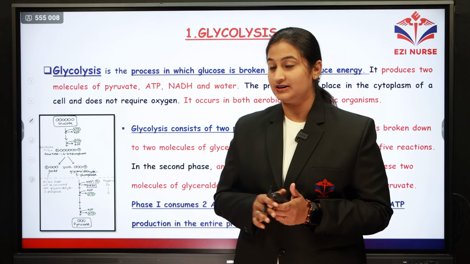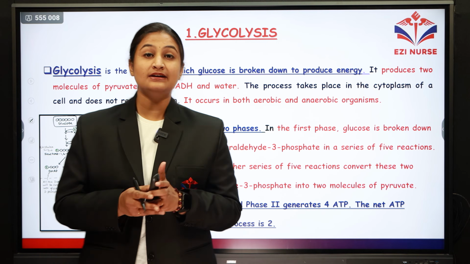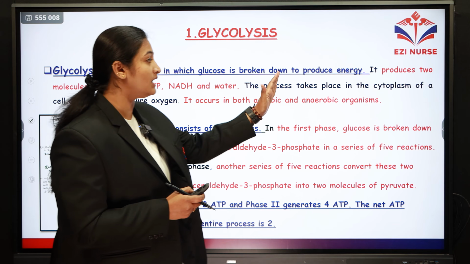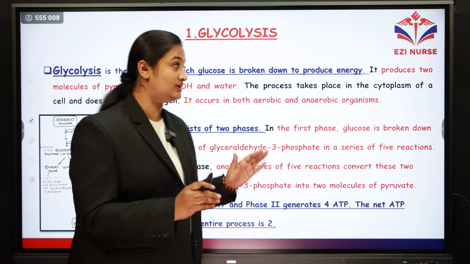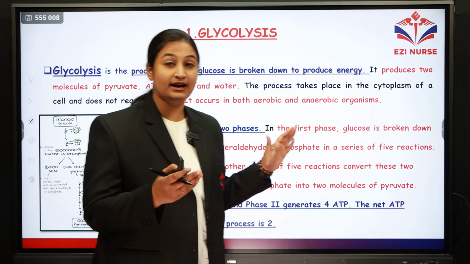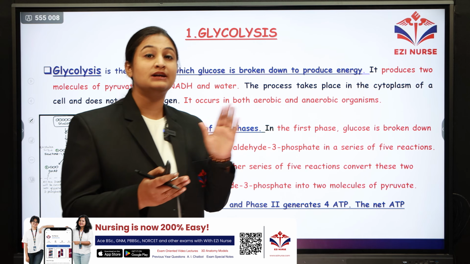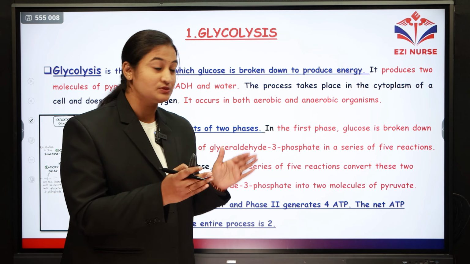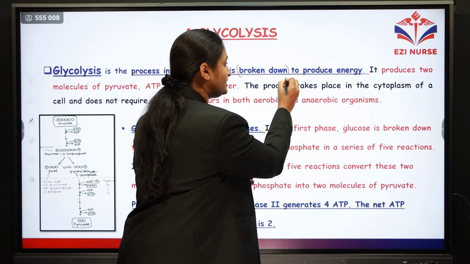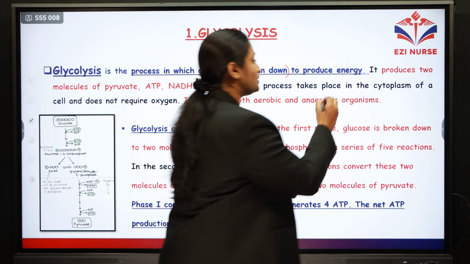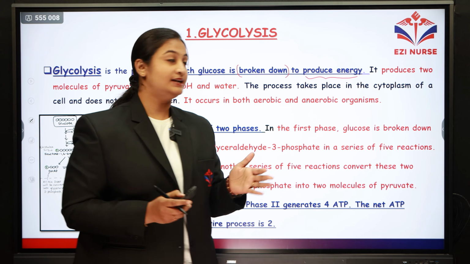So what is glycolysis? Glycolysis is a process wherein glucose is broken down to produce energy. That's your simple definition of glycolysis. You can memorize it, or you can understand it: glycolysis is a type of process wherein glucose is broken down, and that is your important key point, and it produces energy. So this is the glycolysis definition.